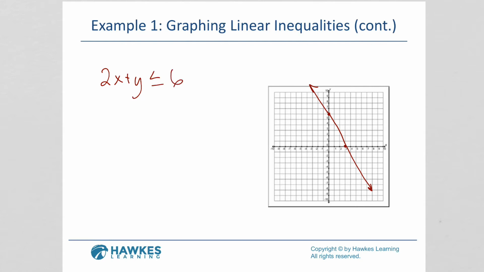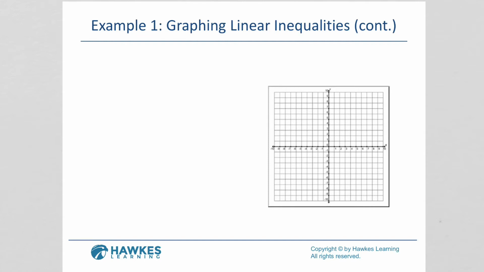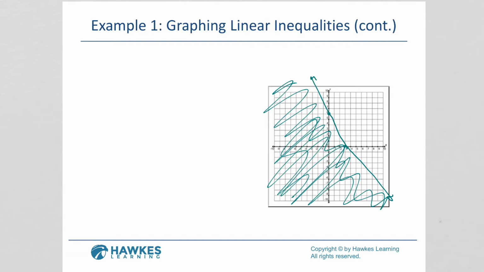And I'm going to try a test point. So the origin is available, so I'm going to try that to see what I shade. When I plug 0, 0 in, what do I get? That gives me 0 less than or equal to 6. And if this is true, which in this case it is, then that tells me which side of the graph that I'm going to shade. I'm going to shade this bottom part of the graph. My solution then is the graph you see here. So this is what my solution looks like.